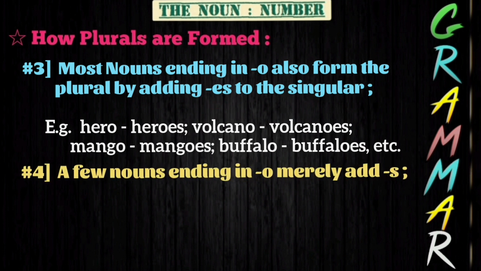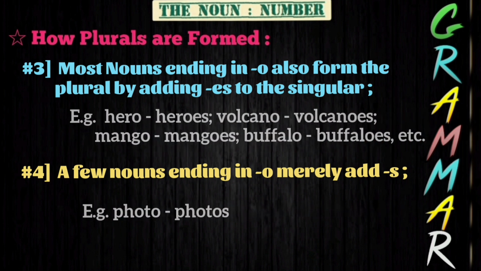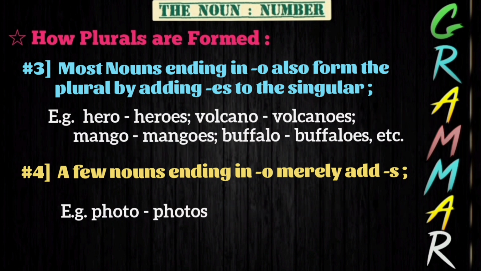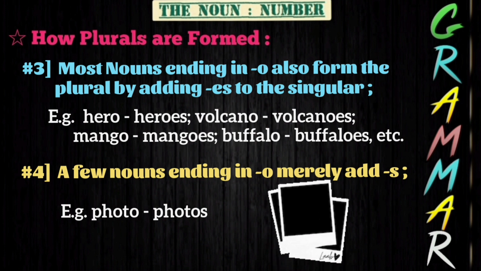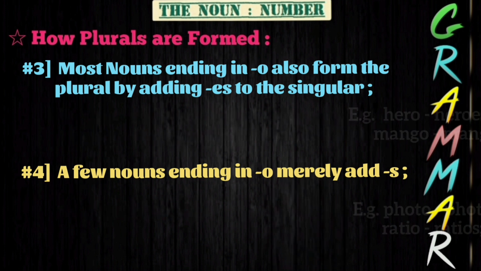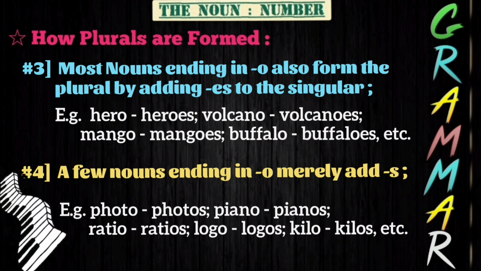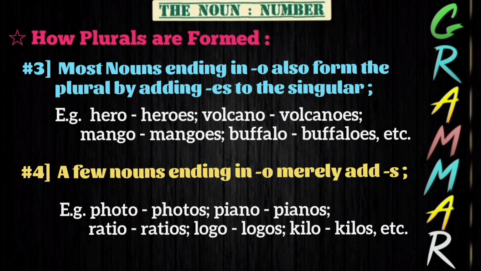Fourth, a few nouns ending in O merely add S. For example, photo. The word photo is also ending in O, but here we will not add ES, we will add S. So we will get the answer as photos. Similarly, piano, it has O, but we will add S here. So pianos. Ratio, ratios. Logo, logos. Kilo, kilos.